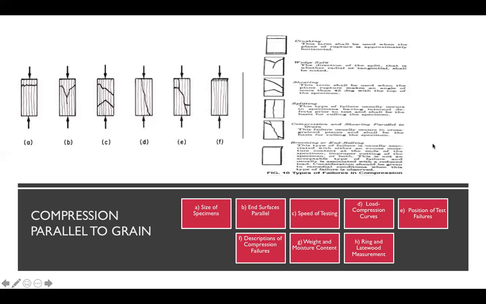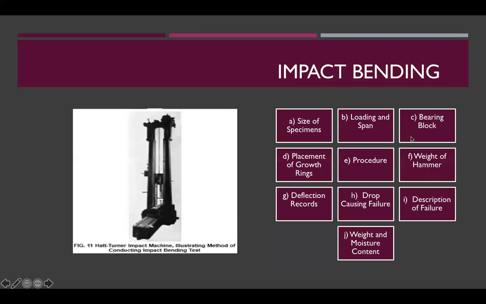So for the next procedure, the impact bending. So the impact bending comprises size of specimen, loading and span, bearing block, placement of growth rings, procedure, weight of hammer, deflection records, drop causing failure, description of failure, weight and moisture content.